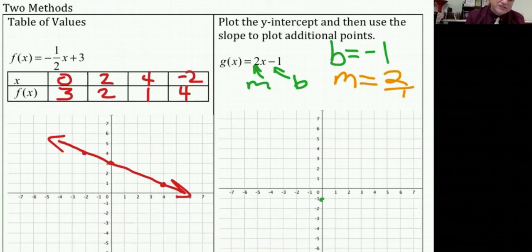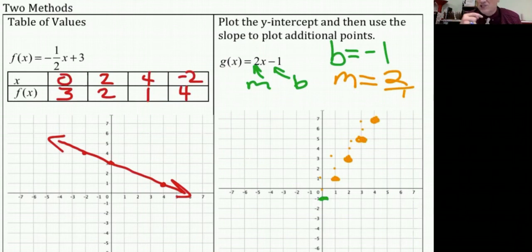Now let's find a second point by rising 2 and running 1. These are both positive numbers the way I've written it, positive 2 over positive 1. So if I rise 2 and I run 1, then that's a point. You can do it again. Rise 2, run 1. There's a point. Rise 2, run 1. Go as far as we want.